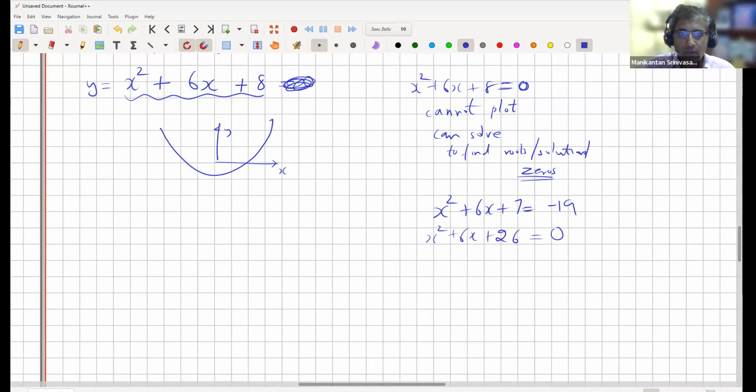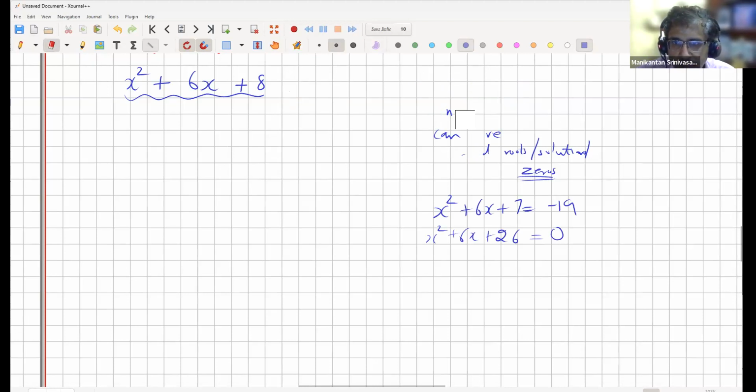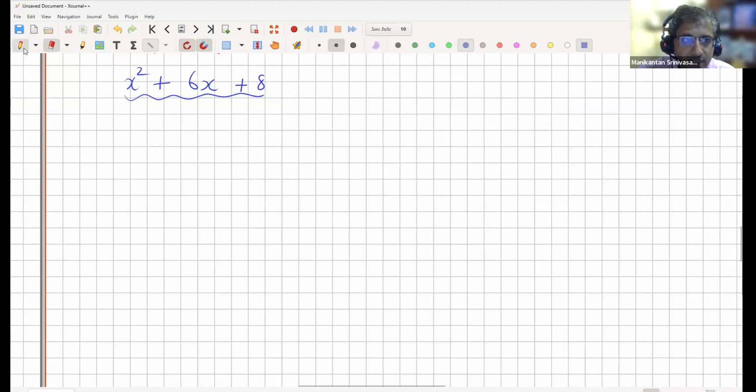Okay, so coming back to quadratic, let's start with the quadratic equation itself, right? Suppose I have to solve this equal to 0, I can factorize. I can factorize this as x plus 2 times x plus 4.